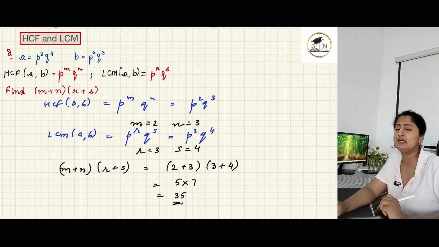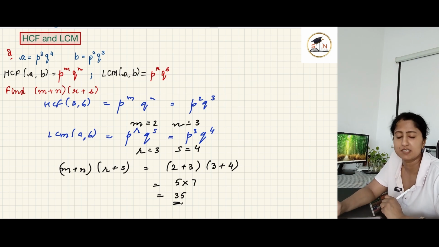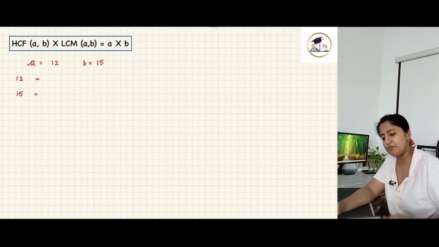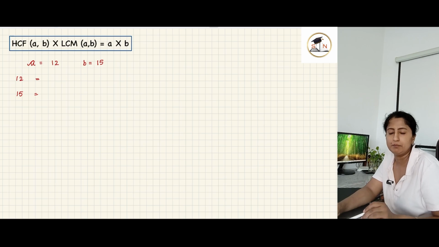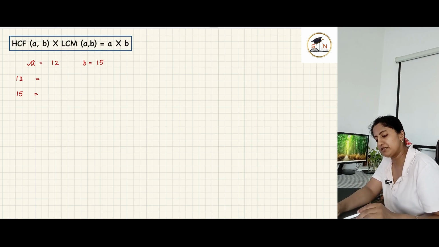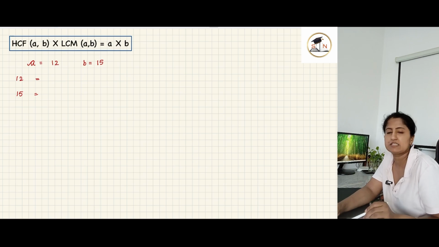It's that easy. These kind of questions are hot favorites for MCQs and they may appear for 2 markers also. Okay. Let's do one more question over here. We have the rule over here. HCF times LCM equals the product of the numbers. Now, we have got 2 numbers over here already given as an example. A as 12 and B as 15.